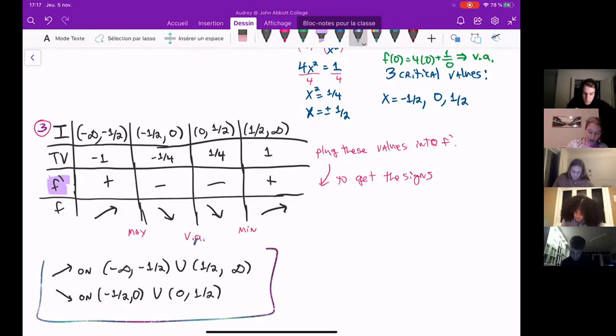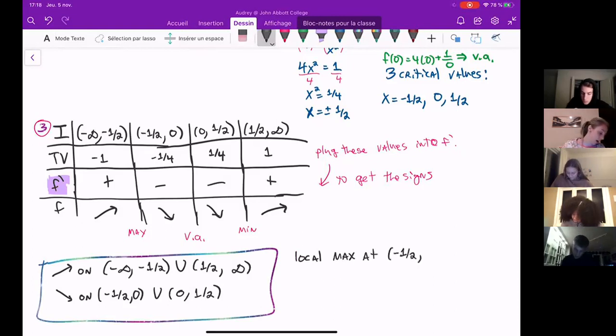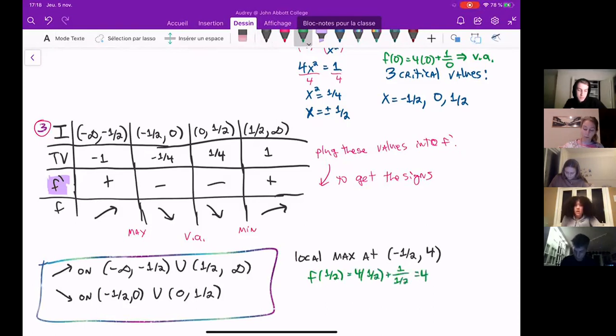And then I have a local max and a local min. Local max at -1/2, 4. And this is because f of 1/2 is equal to 4 times 1/2 plus 1 over 1/2, which is 4. And a local min at +1/2, 4. Wait, hang on. -1/2 is -4, my bad.